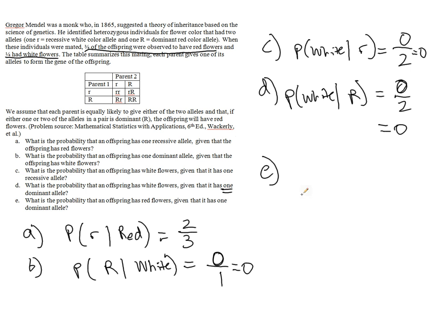And letter E, what is the probability that an offspring has red flowers given that it has one dominant allele? Well, we shouldn't really have to think about this, because if it has a dominant allele, it's guaranteed it's going to have red flowers. Alternatively, if you wanted to actually go and count this, the number that have the dominant allele is 1, 2, 3, and of those, the number that have red flowers is 3, so you get 100%.